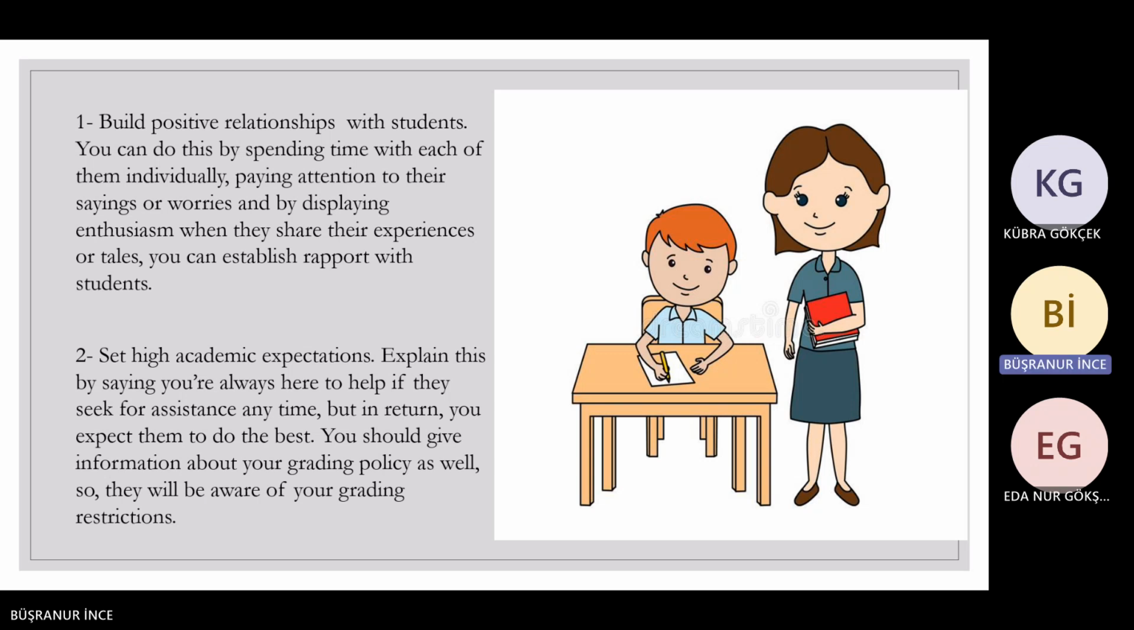Number two, set high academic expectations. Explain this by saying you're always here to help if they seek assistance anytime, but in return, you expect them to do their best. You should give information about your grading policy as well, so they will be aware of your grading restrictions.